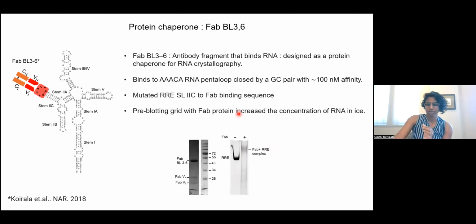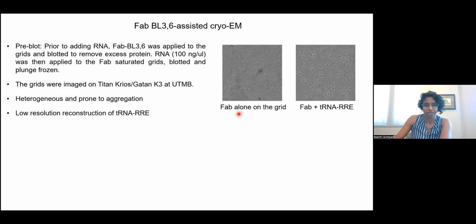So the other way this worked for us was pre-blotting the grid with Fab itself. So we would add Fab to the grid, blot the excess protein out, and then add RNA. This is when we saw decent grids with the RNA being localized to the ice.